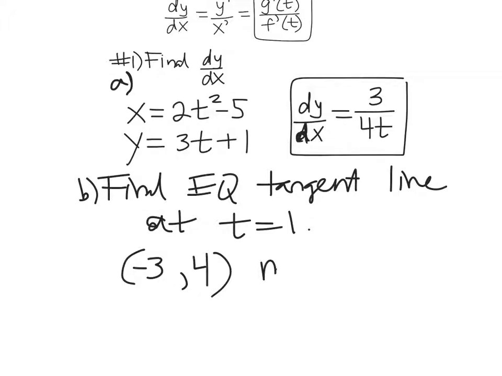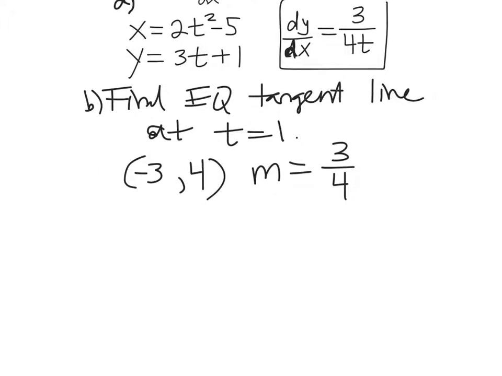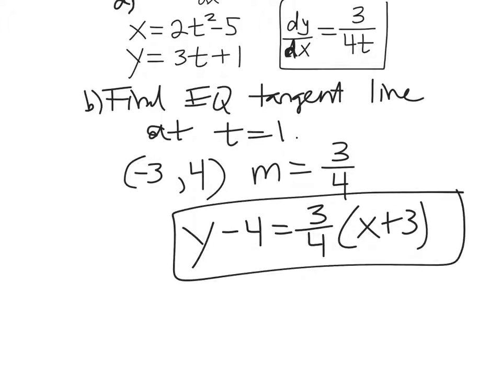And then the slope is found from the derivative, right? So plug t in and you get the slope is 3/4. Nice, huh? It's putting everything all together. You find your point, you find your slope from the derivative, and then you can just put this into point slope form. So y minus 4 equals 3/4 x plus 3. And that's the equation of the tangent line.